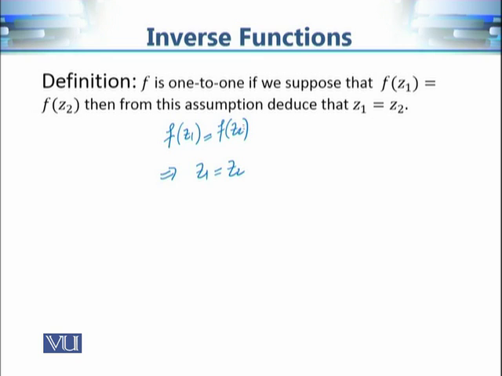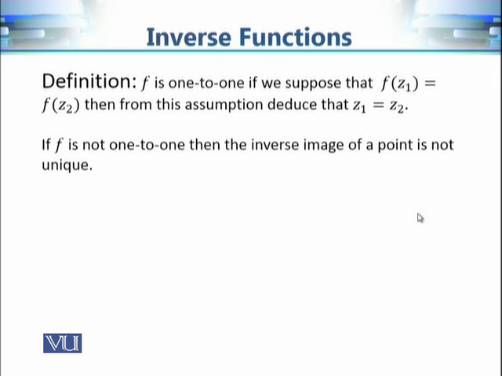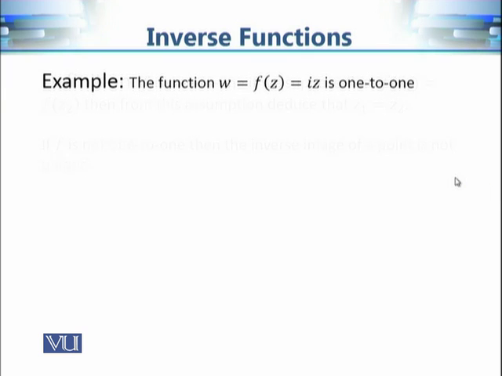So in other words, this condition is saying that the only way the functional values are equal is if the input values are equal. Okay, so if the function f is not one-to-one, the inverse image of a point is not unique. Let's consider a few examples where we want to observe whether the function is one-to-one or not.